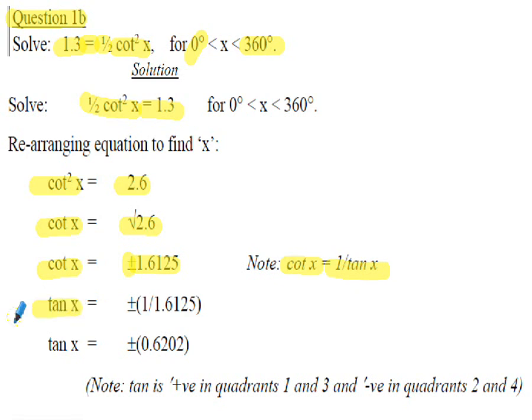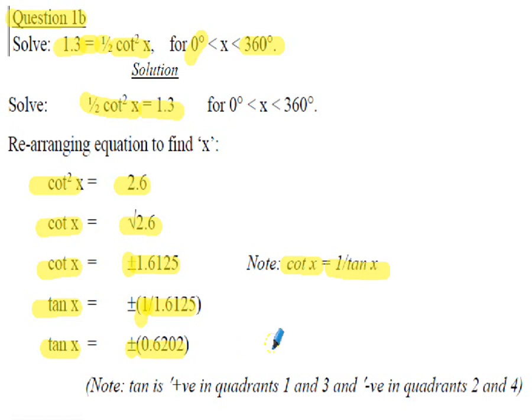In other words, I've turned that side upside down, which means I must on the right hand side turn that upside down. So instead of having 1.6125, I have 1 divided by 1.6125. By doing this, I can then solve this in terms of tan and not cot. So just think that step through for yourself, the way you've turned the left hand side upside down and then the right hand side of the equation upside down. We're using the reciprocal relationship of cot x is equal to 1 divided by tan x. On the next line, tan x is simply equal to 1 divided by 1.6125, which is 0.6202.